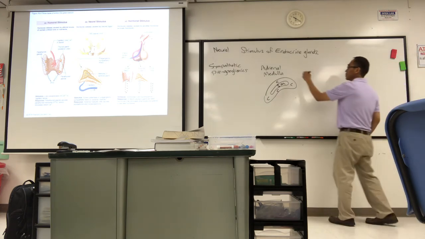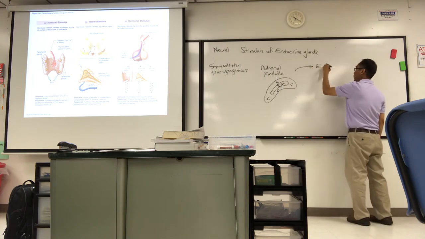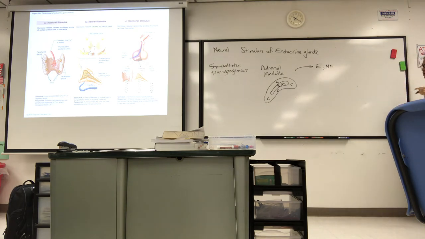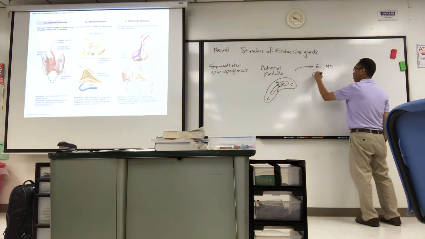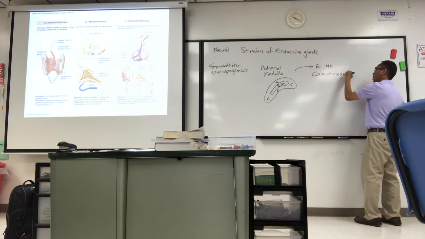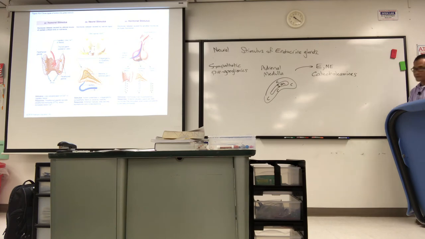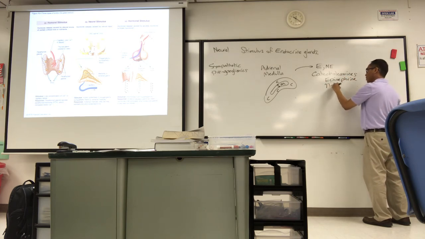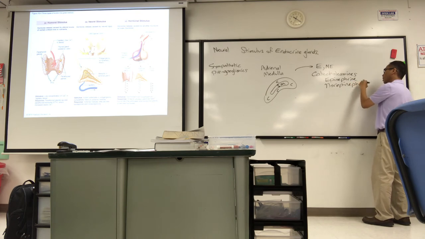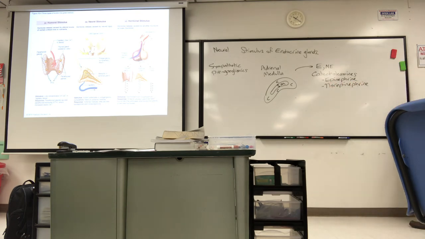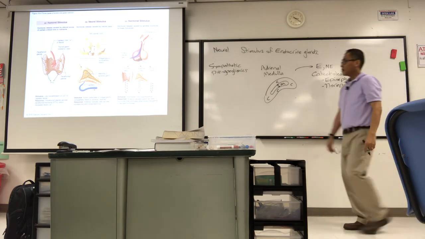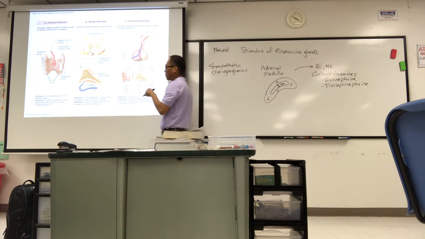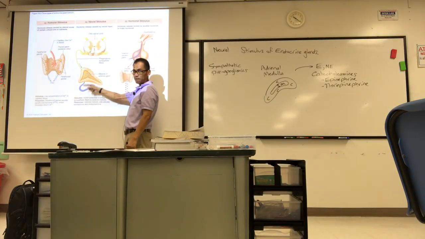In response to that, you'll secrete, I'll just put E and NE for short. If you're curious, that stands for epinephrine, norepinephrine. That's a fight or flight response. Those are called catecholamines. Let me write that down. E and NE are catecholamines. The E stands for epinephrine, and the NE is norepinephrine. Those are the two principal catecholamines. They used to be called adrenaline and noradrenaline, but we still call it the adrenal gland. Okay. And that's the one example of a neuron fiber stimulating a gland directly. Okay.